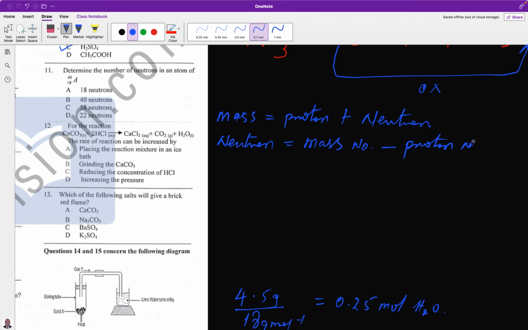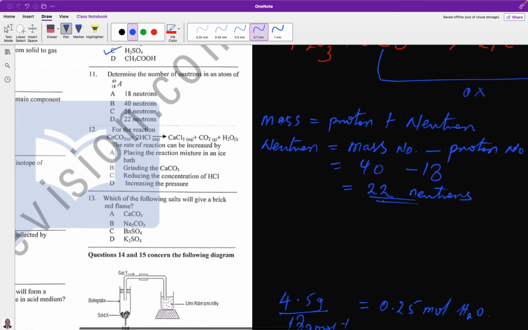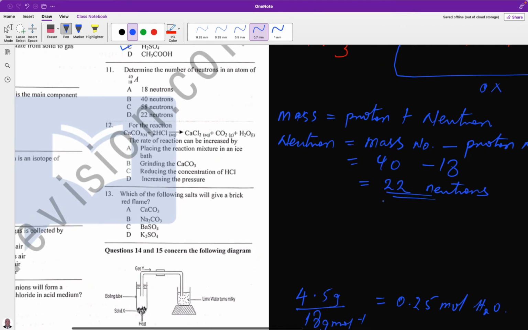The proton number. And here our mass number is 40. 40 minus the proton number, or the atomic number, which is 18. Therefore, our number of neutrons will be 22. We have 22 neutrons, and if you go to our answer column, the answer is D.